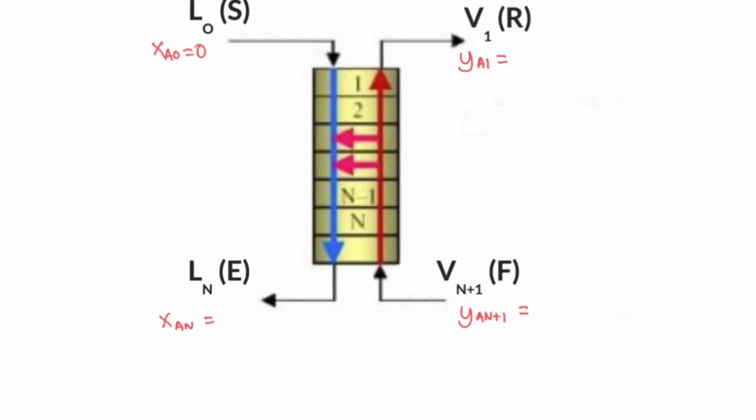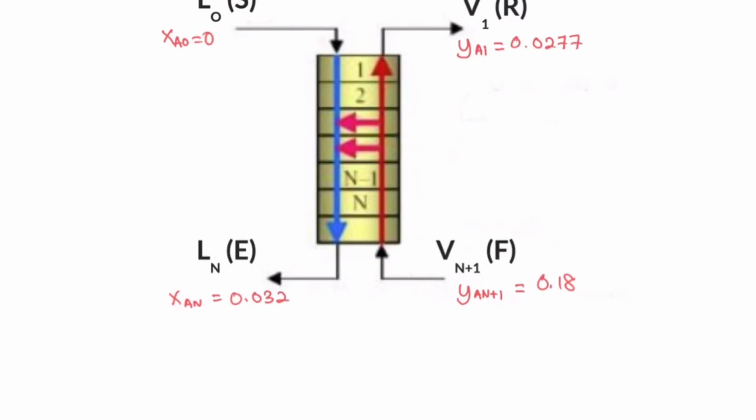Now let's transfer all the information from the messy schematic diagram to this diagram, so that it's going to be clearer to see the values of the mole fraction for the solute for every stream involved in this column. Now, let's label the coordinates. We have xAN with yAN plus 1. And from the top of the column, we have xA0 with yA1.